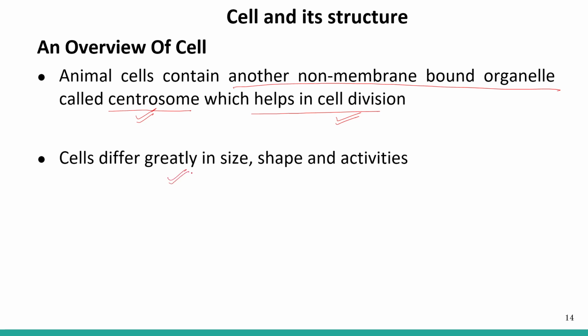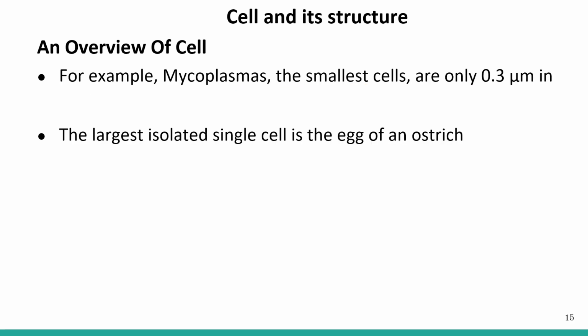Cells differ greatly in size, shape and activities. There are different sizes and shapes of these cells because they have to perform different functions, and according to that their size and shapes are adapted. Okay, so for example, mycoplasma, the smallest cell, is only 0.3 micrometer in size. The largest isolated single cell is the egg of an ostrich. This is the largest cell and mycoplasma is the smallest cell.